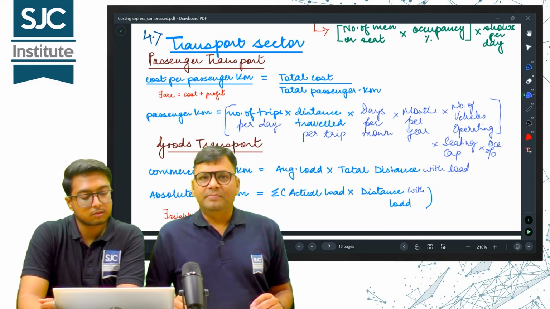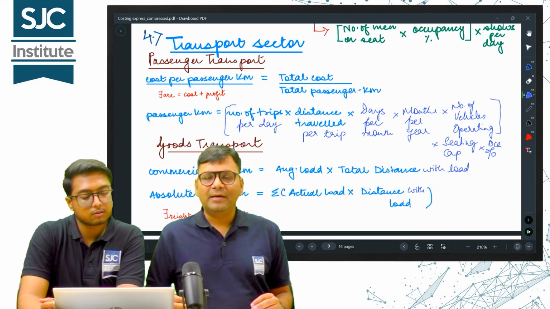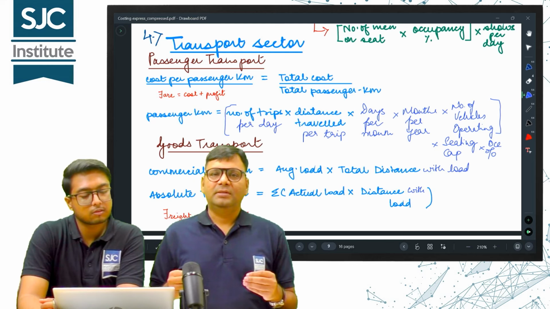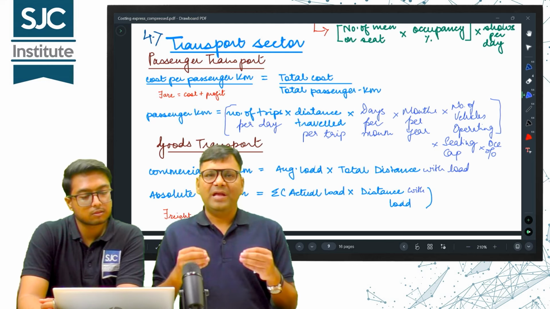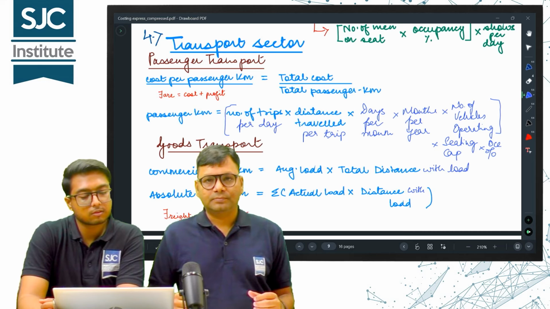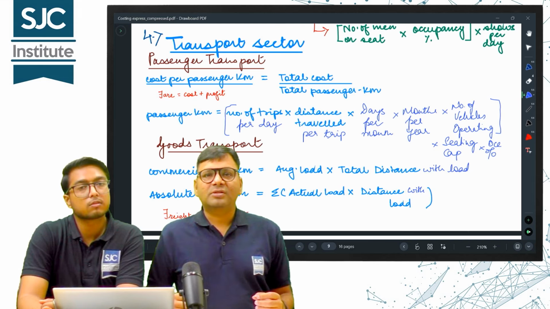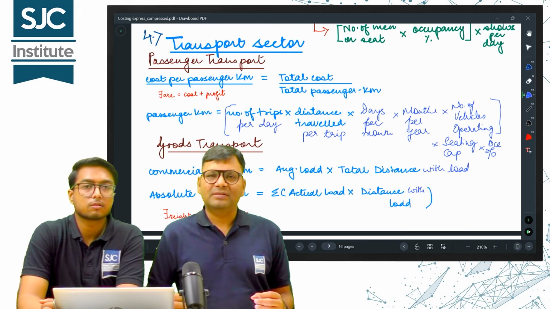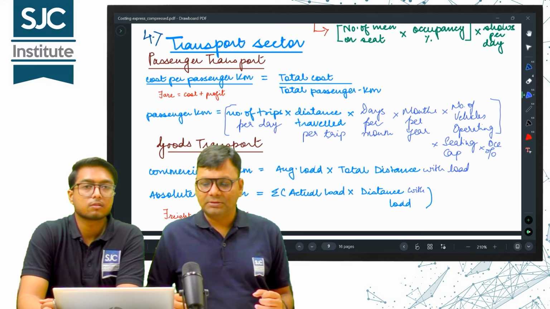Absolute ton kilometer means you will not be averaging anything. You would be taking exact weight carried multiplied with the exact distance traveled with such weight. And if there are multiple trips, then we add up all such weight into distance and take the total. Freight is equal to cost plus profit. Here the selling price is called freight.